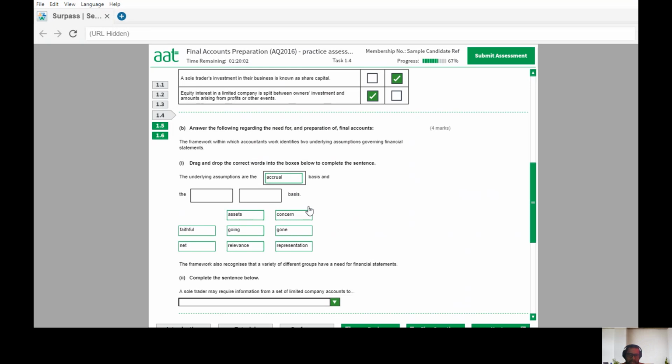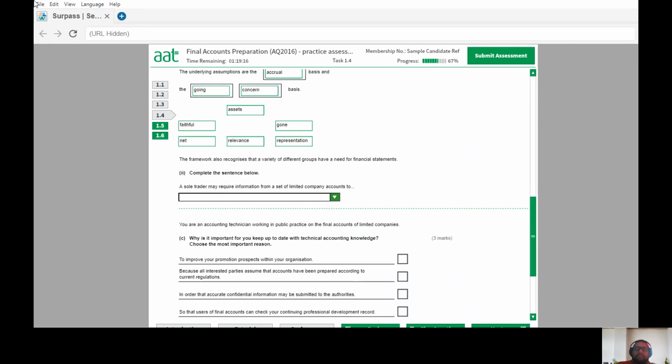Whenever a transaction occurs, we need to record it at that time, not when the money actually gets paid. Accrual basis accounting means we need to record transactions as they happen, straight away. And the second one is the going concern basis. Going concern basis means we assume the business is going to be operating for the foreseeable future. So that means the business is not winding down or in immediate threat of going into liquidation. That is what we have to assume when we do our final account preparation.